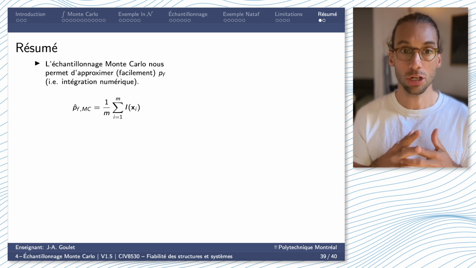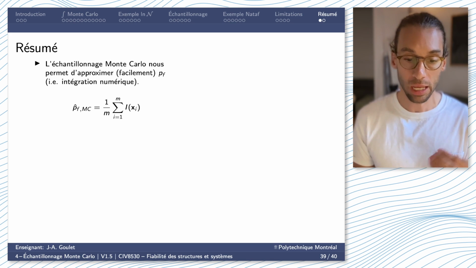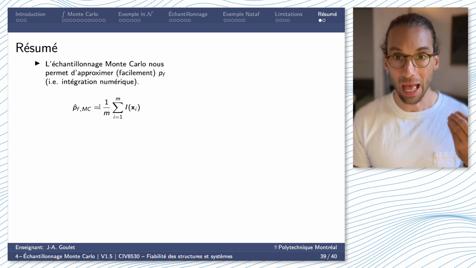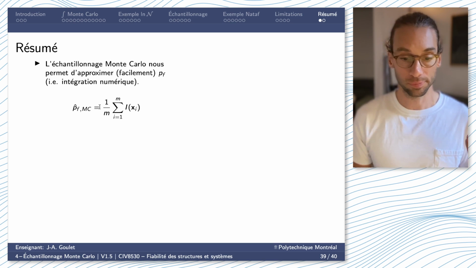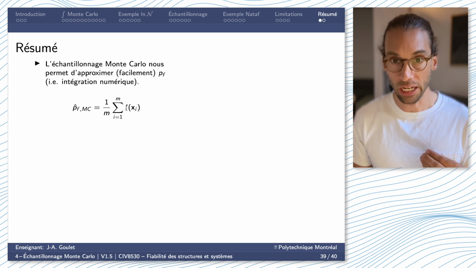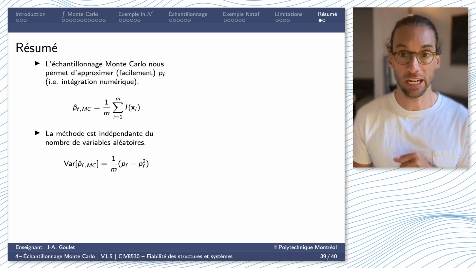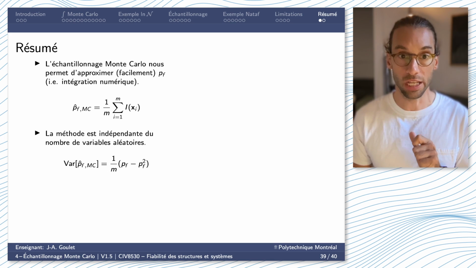So in summary, the Monte Carlo integration allows us to easily estimate our probability of failure numerically by representing the probability of failure as an integration, or in this case, the calculation of an expectation. So we're going to have our indicator function, and we're going to simply compute the average of that indicator function that can either take 0 or 1 as value.